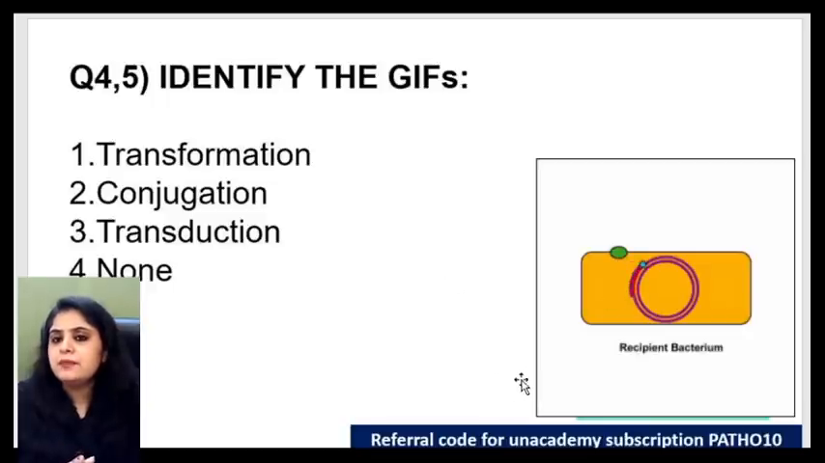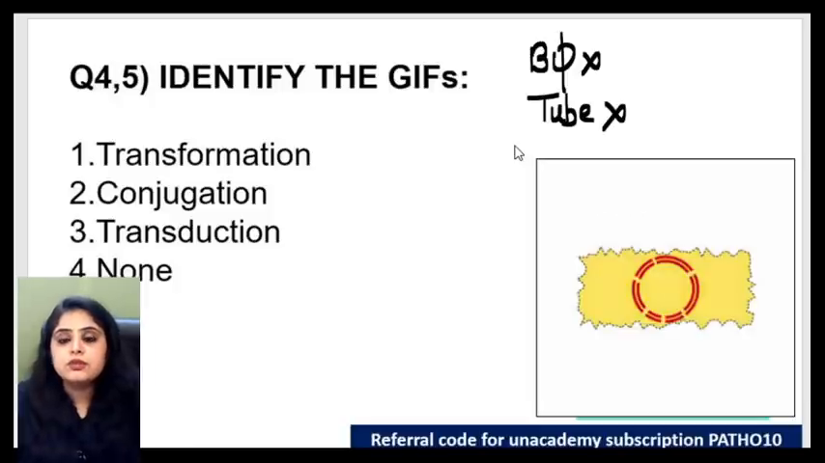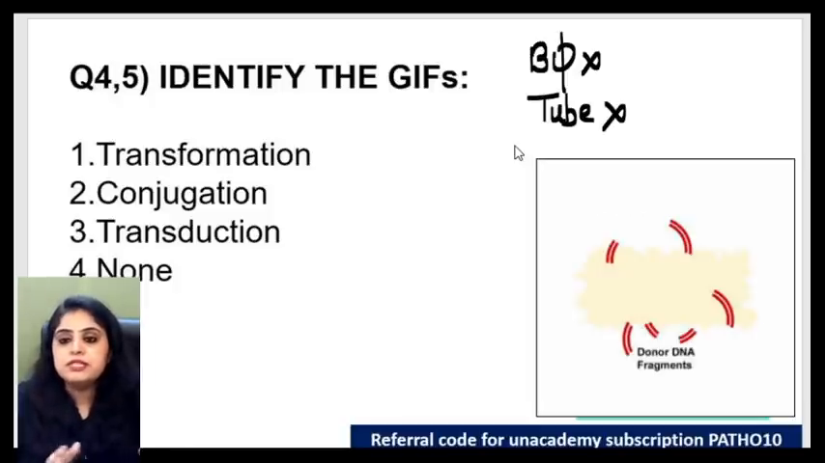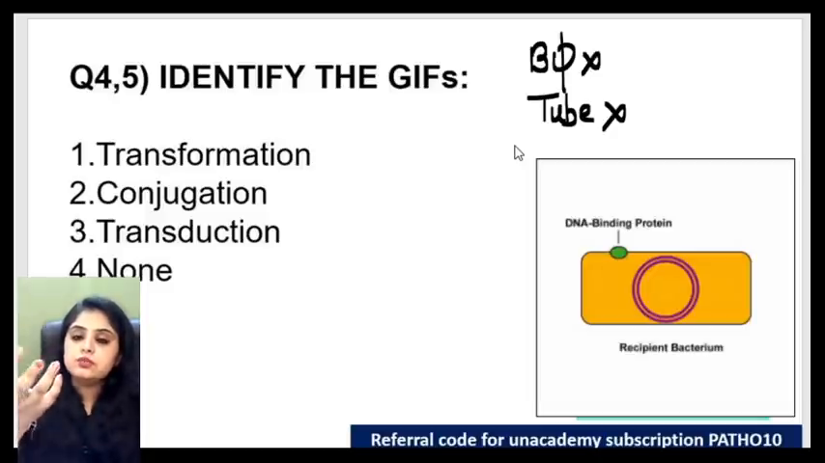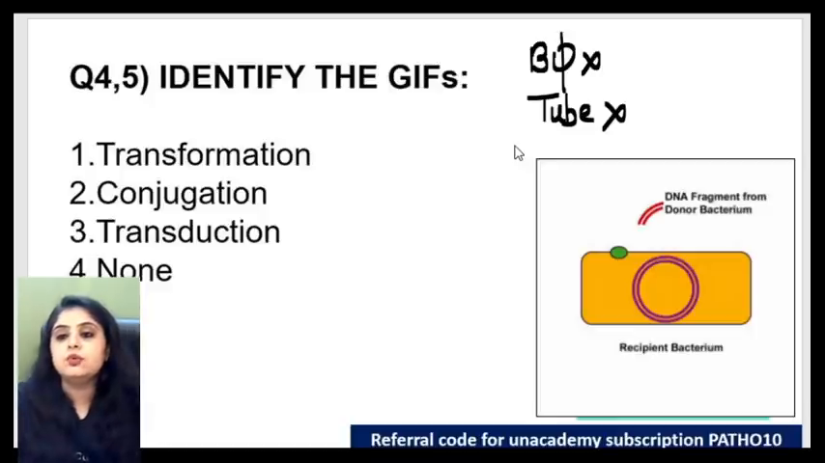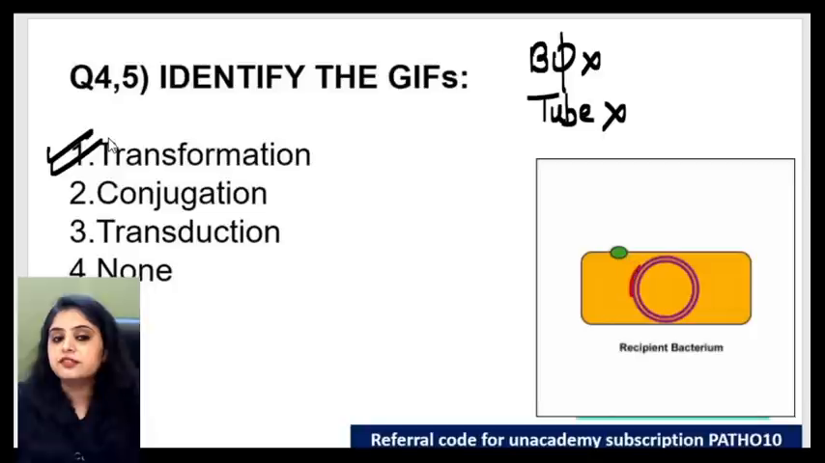Did you use any bacteriophage over here? No. Has any conjugation tube been used? No. Have a look at the GIF again. This is the donor bacteria. First there is death of the donor bacteria, and soluble DNA fragments are released. Then there is a recipient bacteria, which is just going to directly take up that donor fragment and combine it with itself. So I hope you could answer. This is a classical case of transformation.